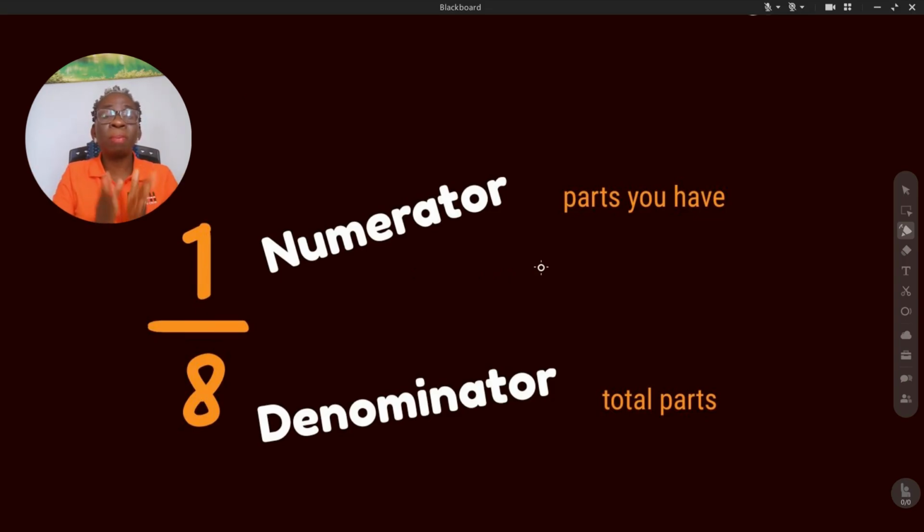It refers to the part you have. If I take one out of the eight slices, that means I have one. That part I have is the numerator, that's the top number. While the total number of that pizza is the denominator. So a fraction isn't just parts of something, it's actually a relationship, a comparison between what you have and what's in the total. That's the heartbeat of every fraction.